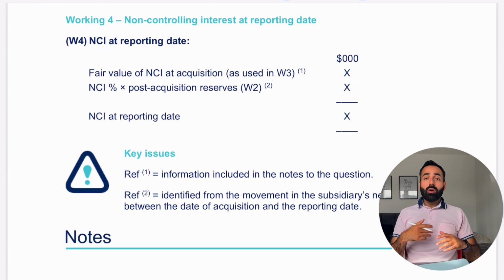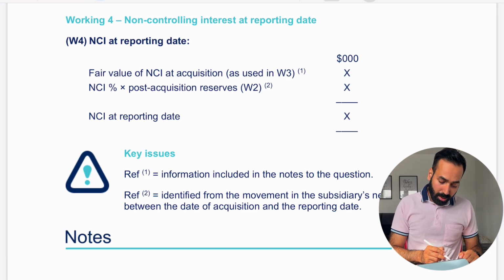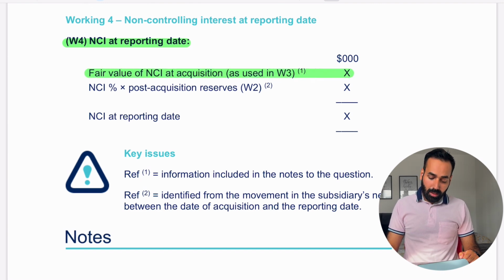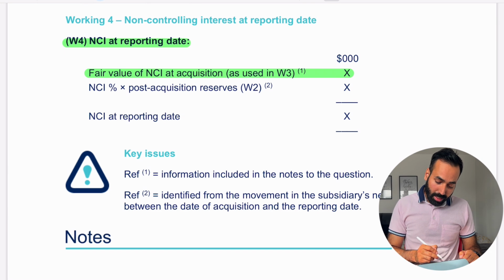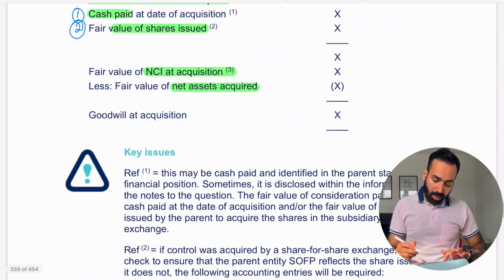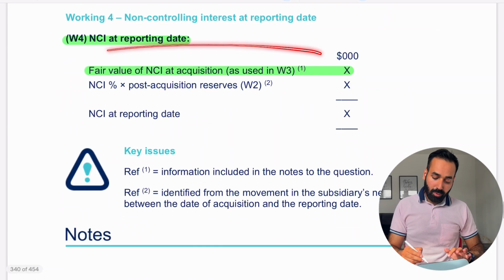I'll move on towards working four. Working four is focusing on non-controlling interest at reporting date. So here you can see how you will calculate it at reporting date. You can see the fair value of NCI coming up here. This is the value you have received from working three. Remember, we already have seen this in the notes as well. I can just show you quickly. So that's the one. You got it from the notes, and then you put the same value again here.